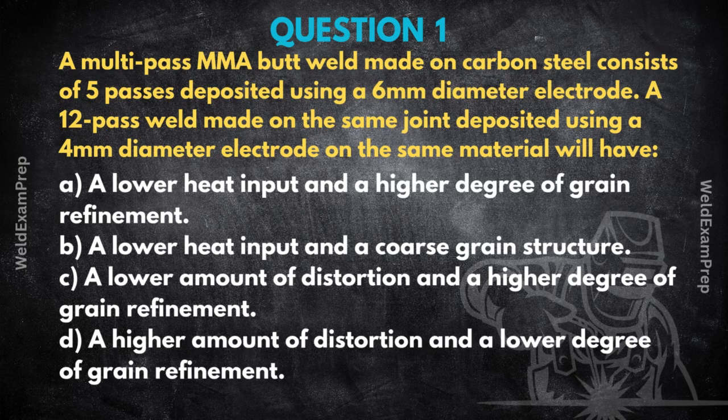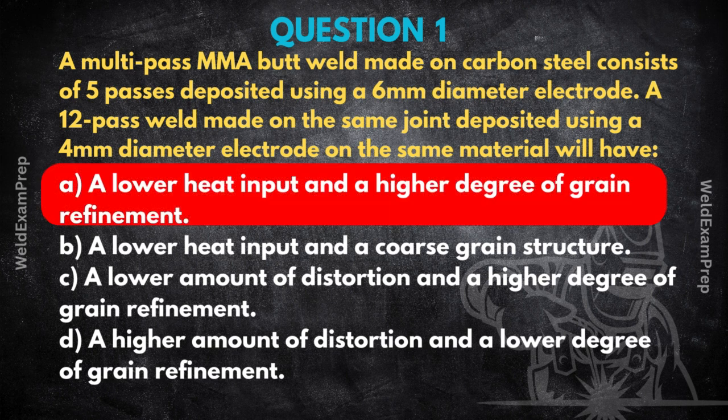This one really makes you think about those ripple effects within the metal, doesn't it? What are we really looking at here? Okay, so the correct statement here, the one that really nails the primary effect, is A, a lower heat input and a higher degree of grain refinement. Let's break that down a bit. When you switch from a bigger 6 mil electrode to a smaller 4 mil one, you're generally going to use less current, less voltage for each pass. That straight away means lower heat input per pass.